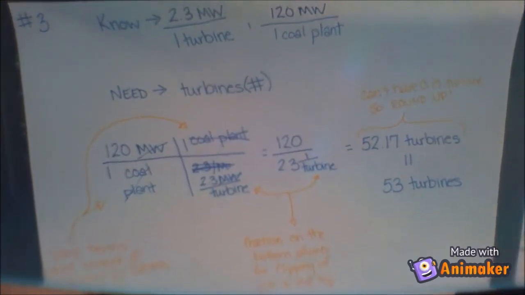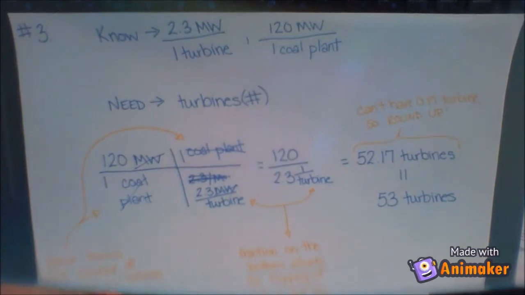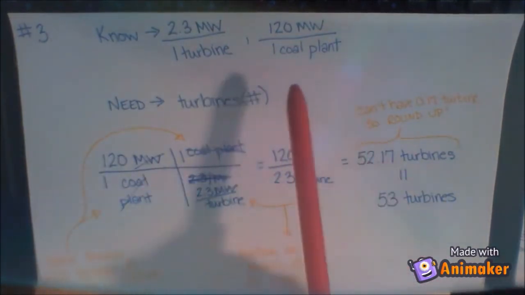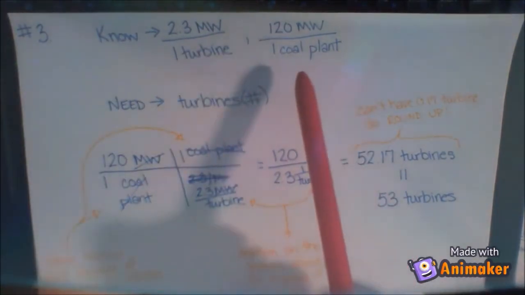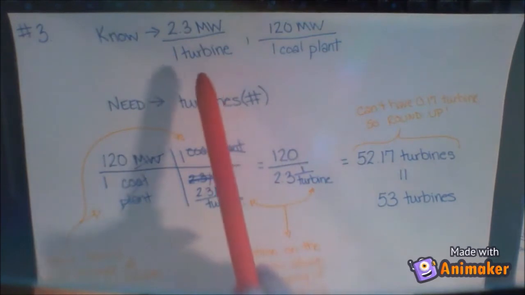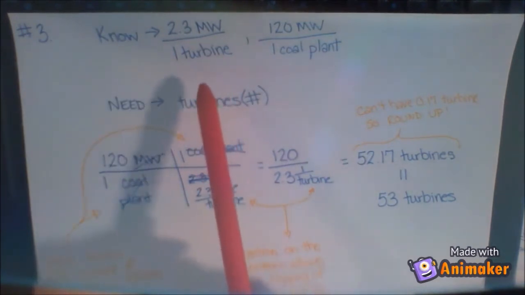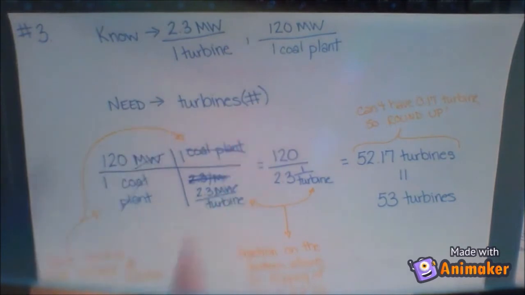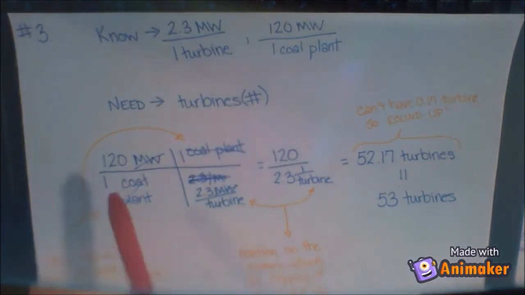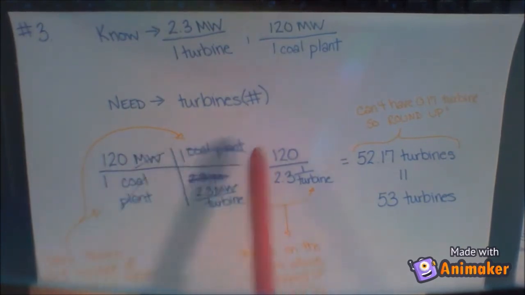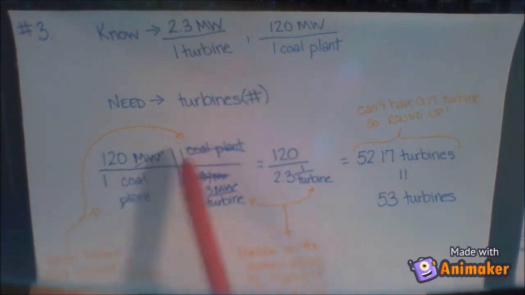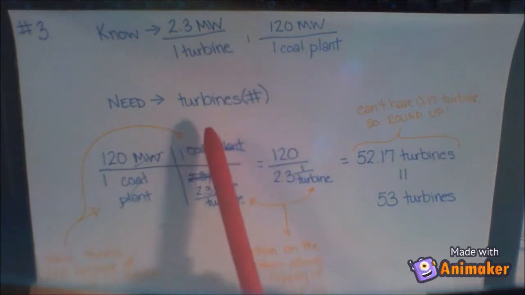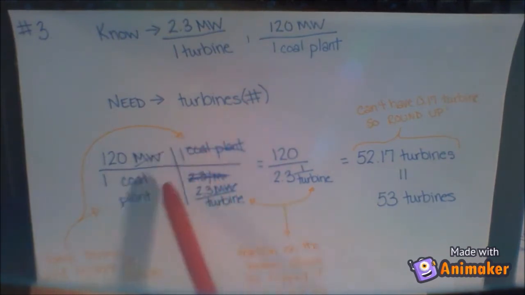Question number 3 was asking us how many turbines we would need to replace a coal-fired power plant that produces 120 megawatts. So again, we have that coal plant producing 120 megawatts, and we also have the 2.3 megawatts per each turbine. So we need to know the number of turbines here. Okay, so how do we solve that? 120 megawatts over 1 coal plant times 1 coal plant over 2.3 megawatts over 1 turbine. We do this because these are unique and equal terms, sorry.